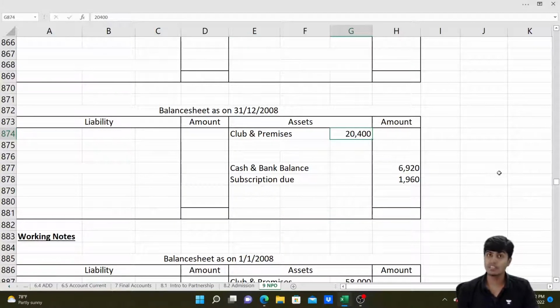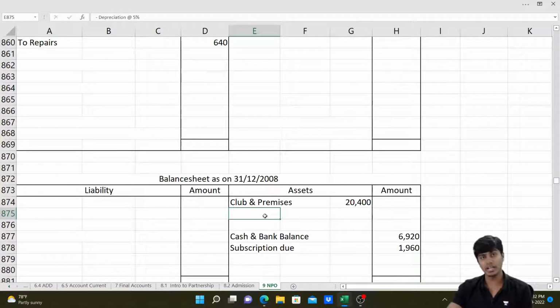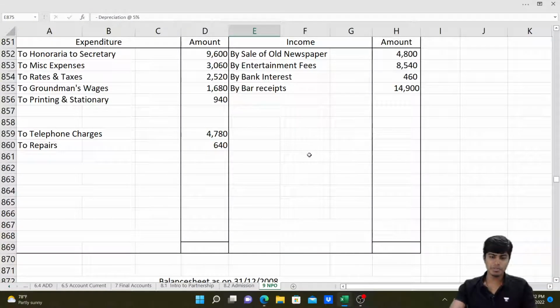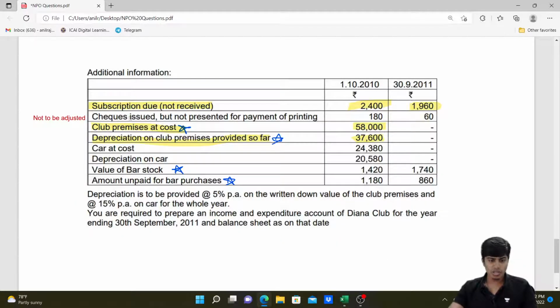But this is not the final balance. This has to be further depreciated. Sir, but isn't this the depreciation? No, no, this is the depreciation of previous years. The current year depreciation has to be provided, which is given to us after this opening and closing balances as adjustment. So let's finish this off and then do that adjustment. Till then, just wait. Keep it in the inner column. Club and premise balance. Keep it in the inner column and wait. Got it? So what we have after that?